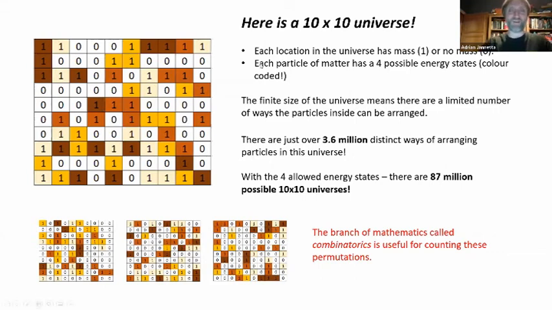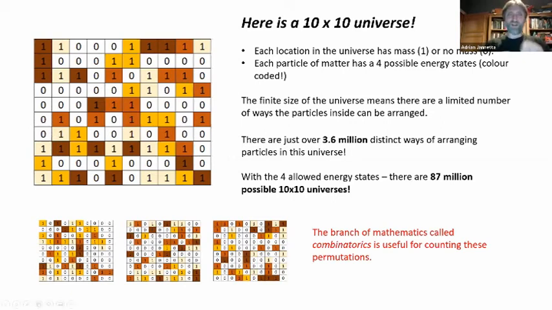When you work it out, the branch of mathematics called combinatorics tells you about permutations and combinations. It's the same maths that tells you your odds of winning the lottery, choosing 6 numbers from 49. Well, this is just choosing a number of particles from a number of available locations. In my model, there are 3.6 million ways to rearrange the particles. And because in my universe I'm only allowing 4 ways of distributing energies, it means there are 87 million possible ways you can have the universe.